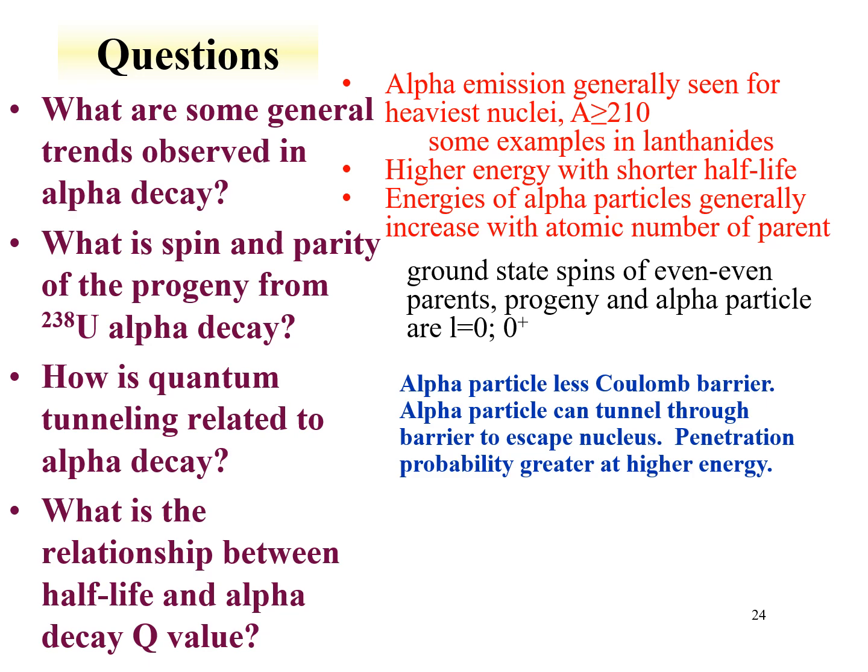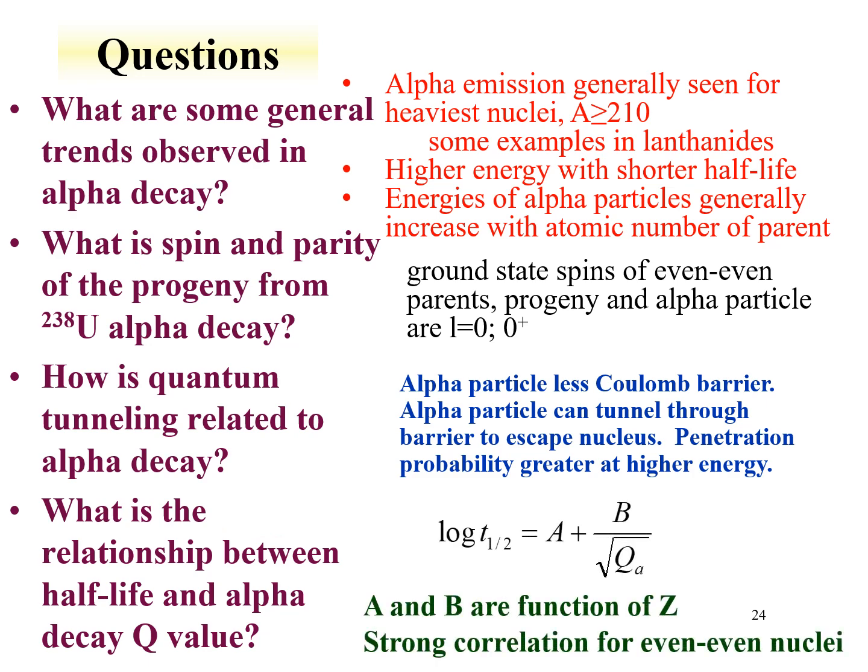So what's the relationship between half-life and alpha decay Q value? Well, there's actually an equation that we talked about where the log of the half-life is equal to constant A plus B divided by the square root of the Q value for the alpha decay. A and B are functions of Z, so a function of proton number, and there's strong correlation for even nuclei. You could determine these factors by plotting the log of the half-life in the same unit, generally seconds, against 1 divided by the square root of the Q value for even nuclei of a given Z.